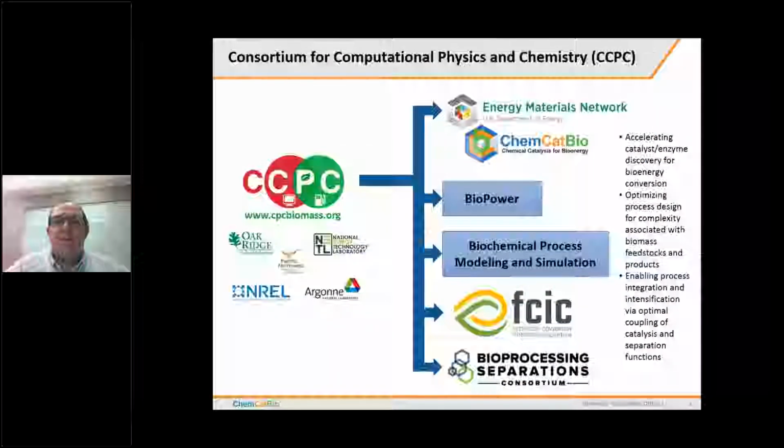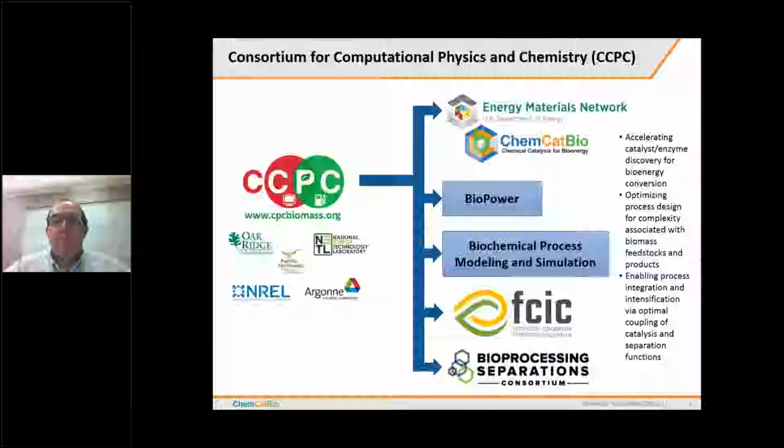First, we'd like to talk about the Consortium for Computational Physics and Chemistry from a high-level view. We are 5 national labs: Oak Ridge National Lab, Pacific Northwest National Lab, the National Energy Technology Laboratory, the National Renewable Energy Laboratory, and Argonne National Lab. We work together to perform modeling and simulation to support the many activities in the Bioenergy Technologies Office at the Department of Energy. Today we're going to be specifically talking about our support of the ChemCatBio program, as we're sharing the info for this ChemCatBio webinar.